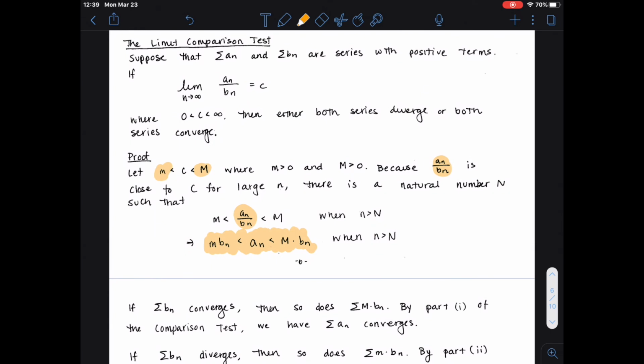So basically, if you know bn is convergent, we can apply the first comparison test we learned. So bn is convergent, so this thing is finite, which means our terms in the series are finite. By the comparison test, this has to be convergent as well.